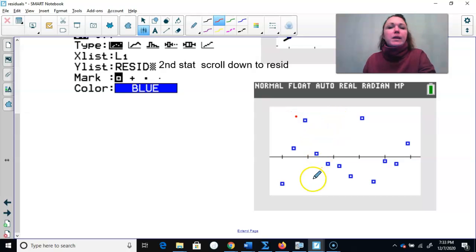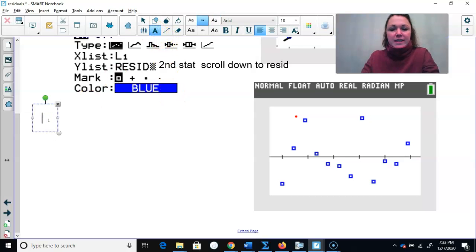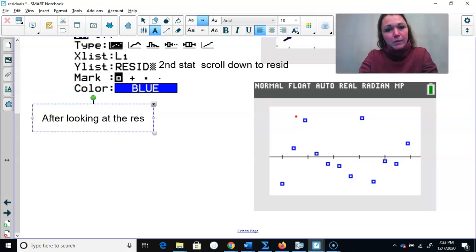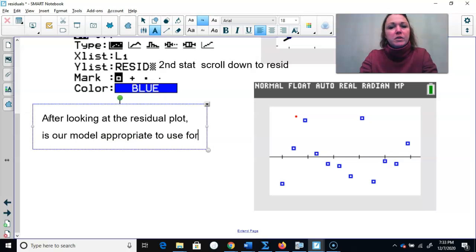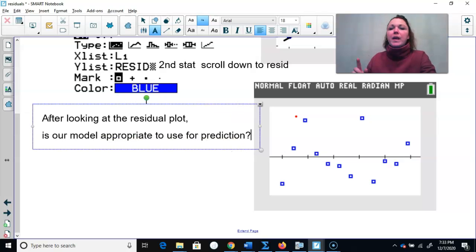Now we're going to look at this and we're going to ask ourselves one question. And the question is, after looking at the residual plot, is our model, the least squares regression line, appropriate to use for prediction? And our answer is yes. Why? Because I do not see a clear pattern in this residual plot. I do not see a clear pattern. It just looks like a bunch of scatter.